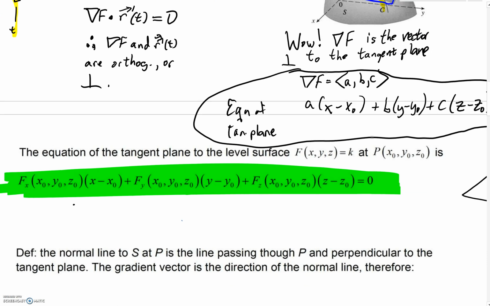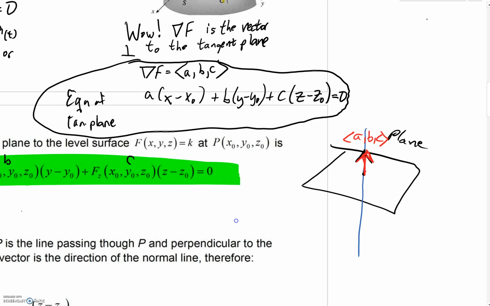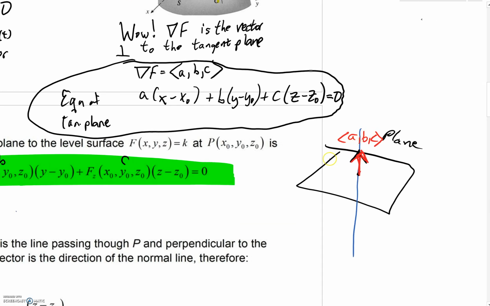The equation of the tangent plane to the level surface we just saw is right here. You know, it's like your A, B, C. That's where that gradient is going. We just wrote that down. But look, if you have a plane, look in red, that's your gradient right there. That gradient would also help you find the equation of a normal line.